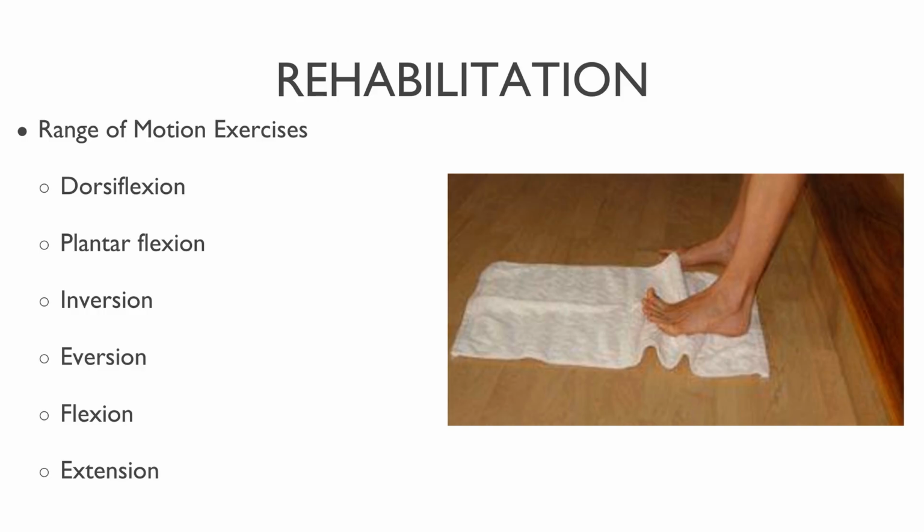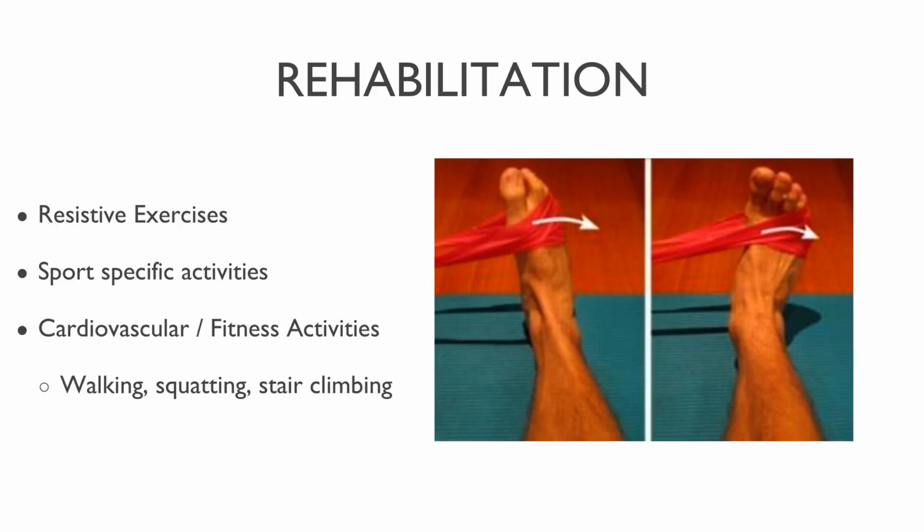As we move forward in rehabilitation, we introduce resistive exercises to build strength in the muscles supporting the foot and ankle. Using resistance bands, like in the image, helps target specific muscle groups and improve stability. We also start incorporating sport-specific activities to prepare the athlete for their particular demands. Cardiovascular and fitness activities, such as walking, squatting, and stair climbing, are gradually added to maintain overall fitness and ensure the athlete is ready for a safe return to activity.